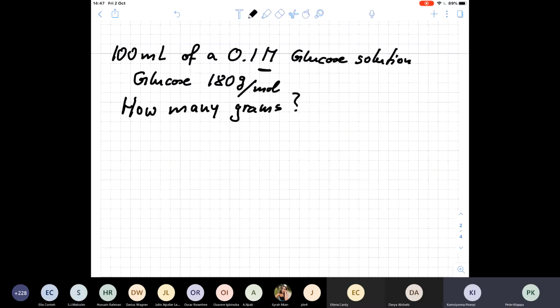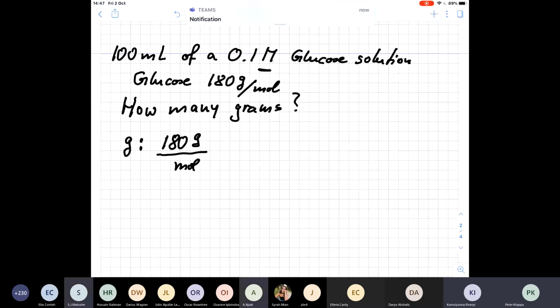So, what is the unit that I'm looking for? Grams, absolutely right. So we've got grams here. I'll put that down. Do we have grams anywhere? The 180. So I write it as 180 grams per mole. That's the molecular weight. And look at that, the grams are in the right position.